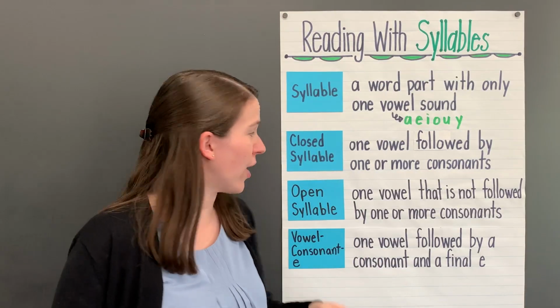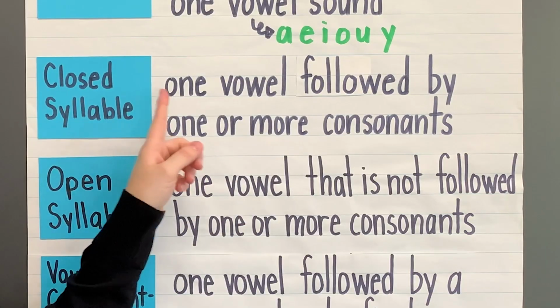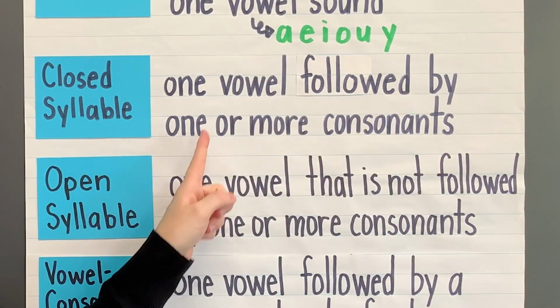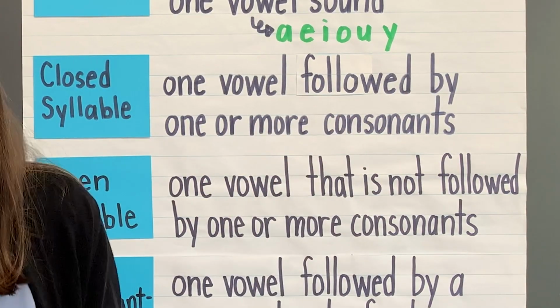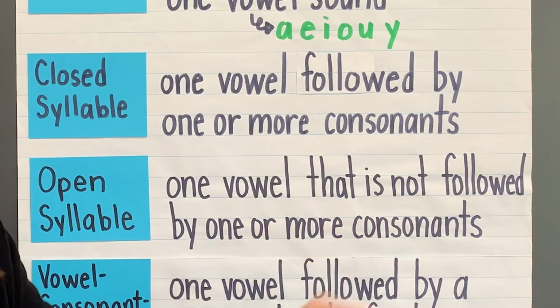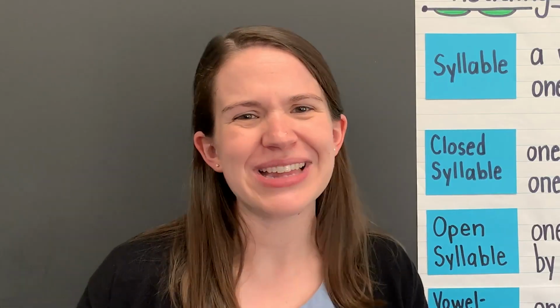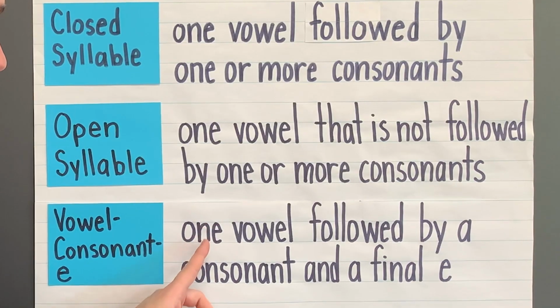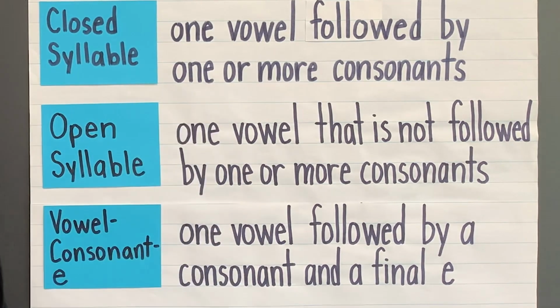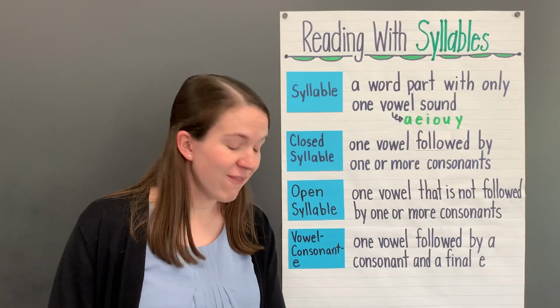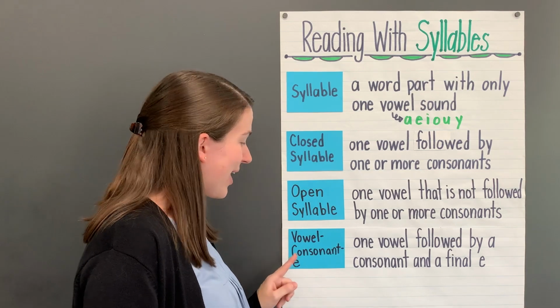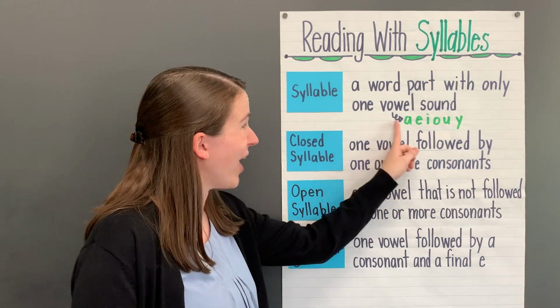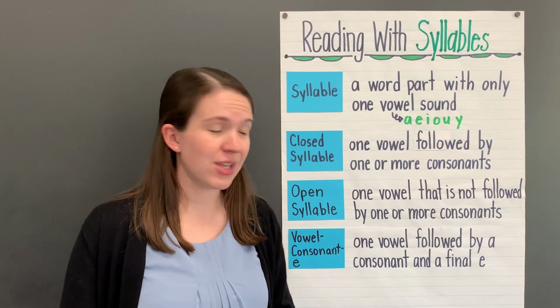Now, we've learned so far about closed syllables, where we have one vowel followed by one or more consonants. We've also learned about open syllables, where we have one vowel that is not followed by one or more consonants. What's a vowel-consonant-e syllable? In a vowel-consonant-e syllable, we will also see one vowel, just like in these other syllables. We won't see vowel teams in these vowel-consonant-e syllables. We'll only see one of these written vowels in the syllable.